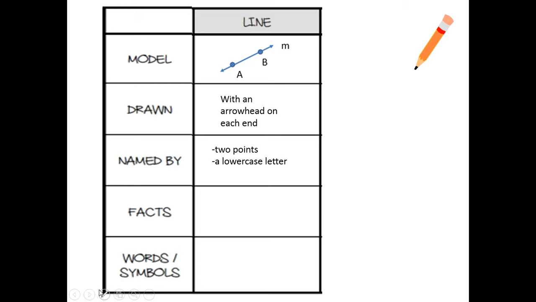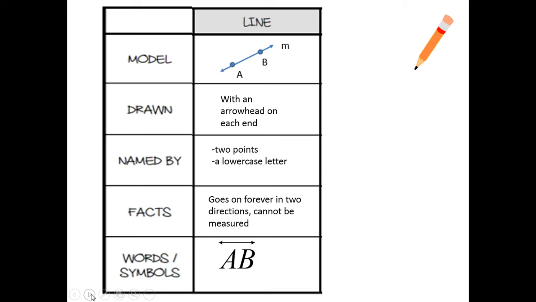Now, lines do go on forever in 2 directions, and because they go on forever, they cannot physically be measured. You can't find the length of a line. The arrow implies that it continues to go on.